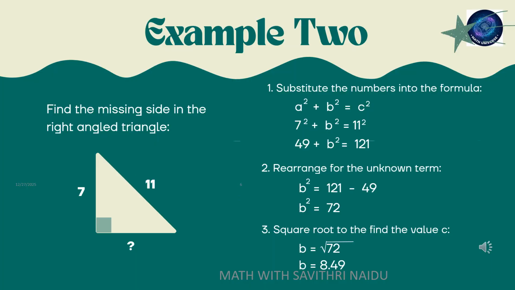Example 2. Now, let's find a missing side. The hypotenuse is 11 units, and one side is 7 units. Plugging into the formula, 7 squared plus b squared equals 11 squared. That's 49 plus b squared equals 121. Subtract 49 from 121 to get 72. The square root of 72 is about 8.49. So the missing side is approximately 8.49 units.